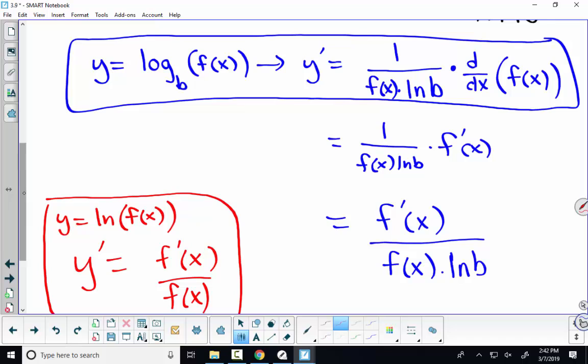So really, it looks like we've got 4 different derivative rules: one for the natural log, one for e to the x, one for b to the x, and one for logarithm base b. But really, there's just those 2. You've got the derivative of b to the x and the derivative of the log base b of x. The natural log falls into the derivative of log base b, and e to the x falls into the derivative of b to the x.